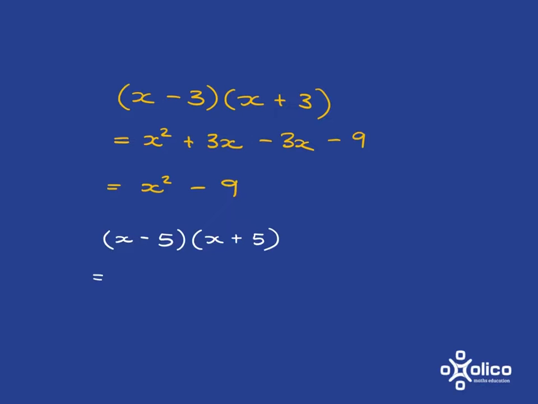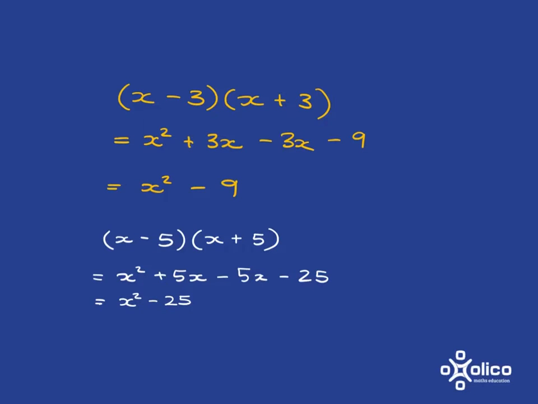Okay, you try the next one quickly for yourself. Pause the video and do it now. So hopefully this is what you got. And again, you have this situation where you've got plus 5x minus 5x, so those terms with x just disappear, and you're left with x squared minus 25.